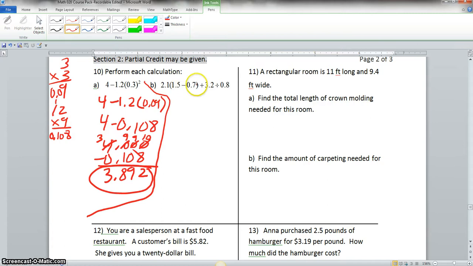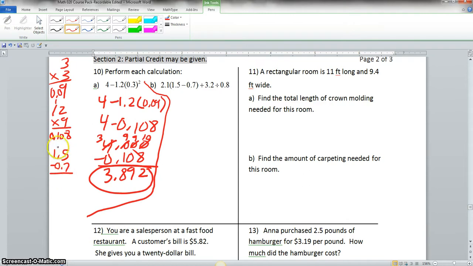Now we're going to look at B here. Now we have our operations: multiplication, parentheses, and subtraction in the parentheses, addition and division. We know we do what's in the parentheses first. 1.5 minus 0.7.